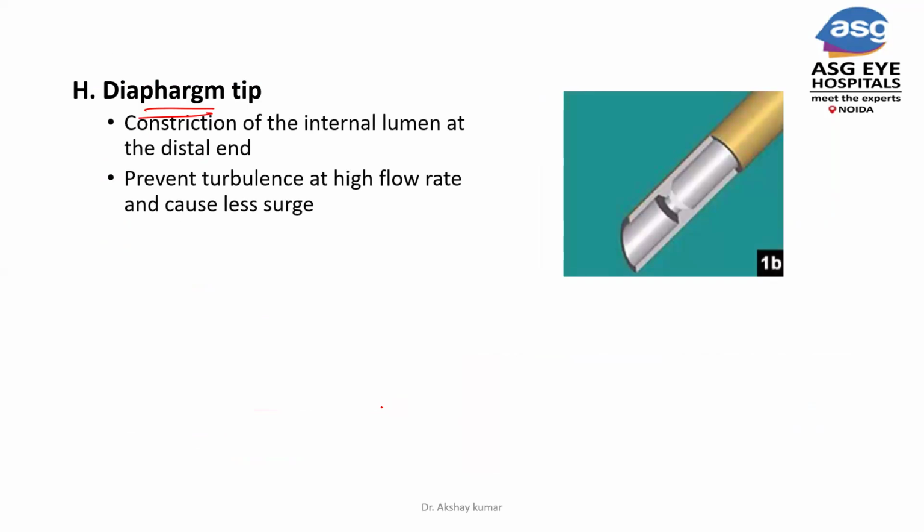So in a diaphragm tip, there is a small constriction at the lumen. The purpose of this tip is the same, to prevent the surge and to provide resistance to the fluid flow during aspiration. So it prevents the turbulence at the high flow rate and causes less surge.